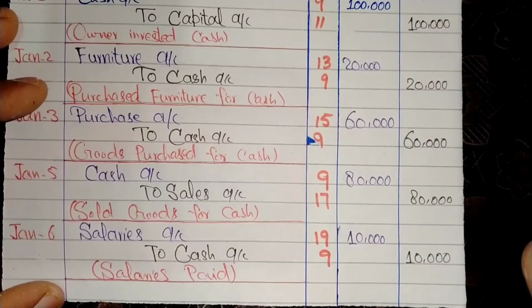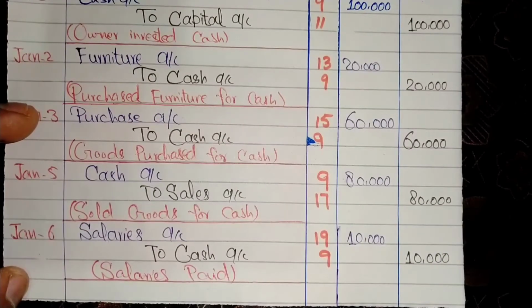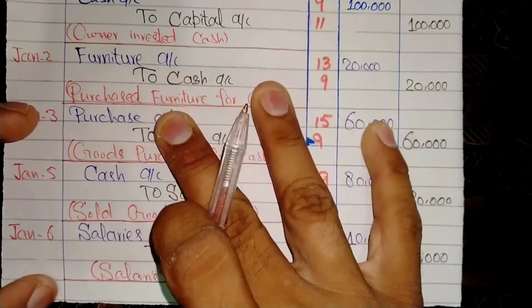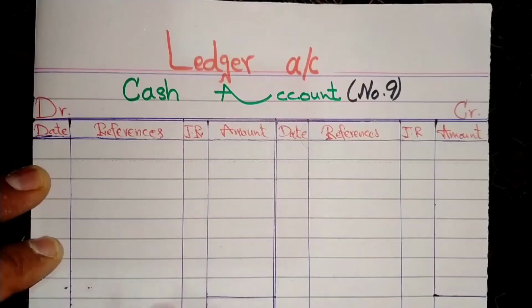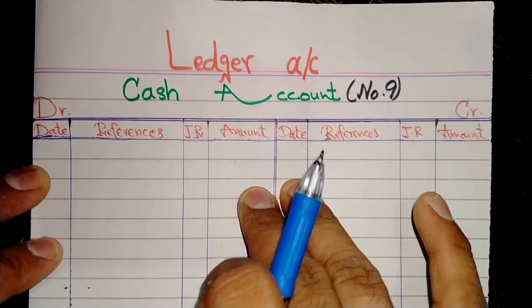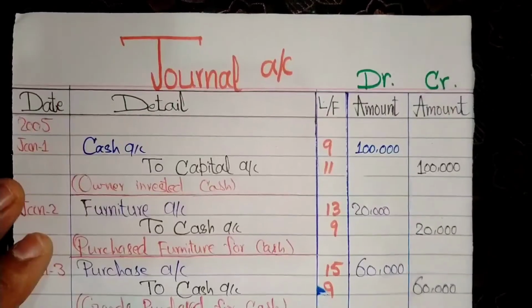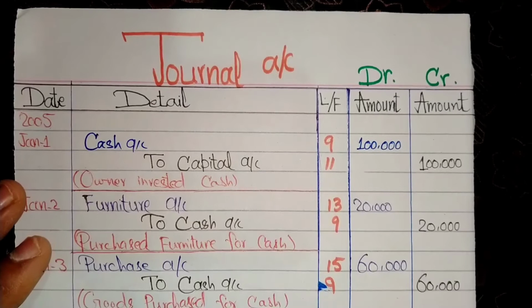After understanding the illustration, transactions, comprehension and journal entries, we are now able to enter this information in the ledger account. So let's get started. This is the ledger account of cash account. We have already discussed the contents or columns in the previous video, video number 1 regarding ledger account. First of all, we will write the cash account entries in the ledger account.